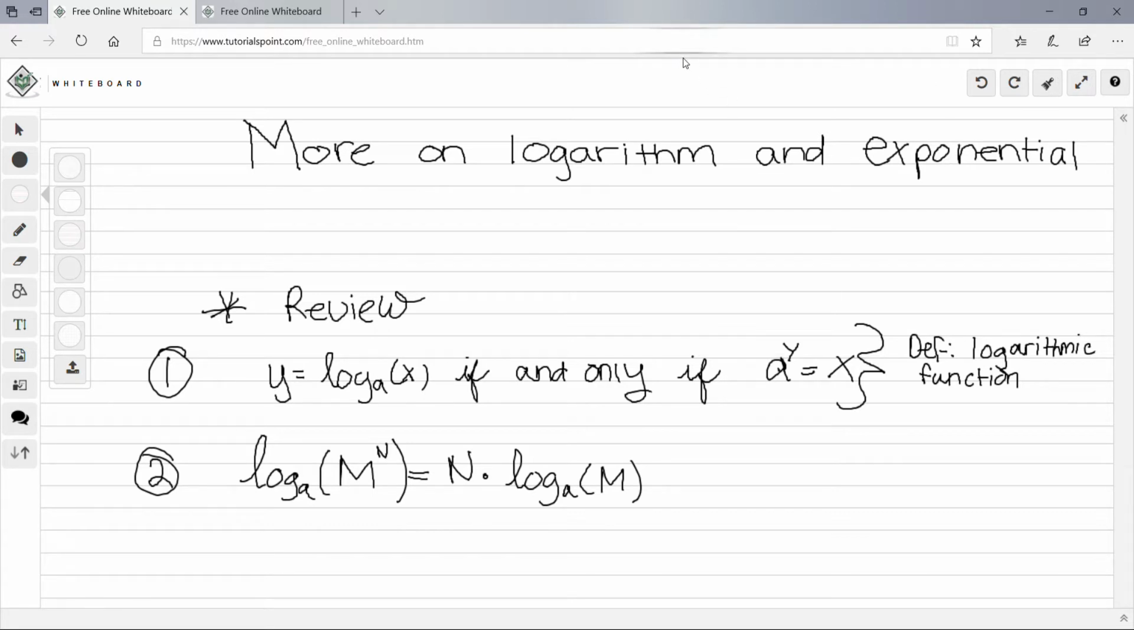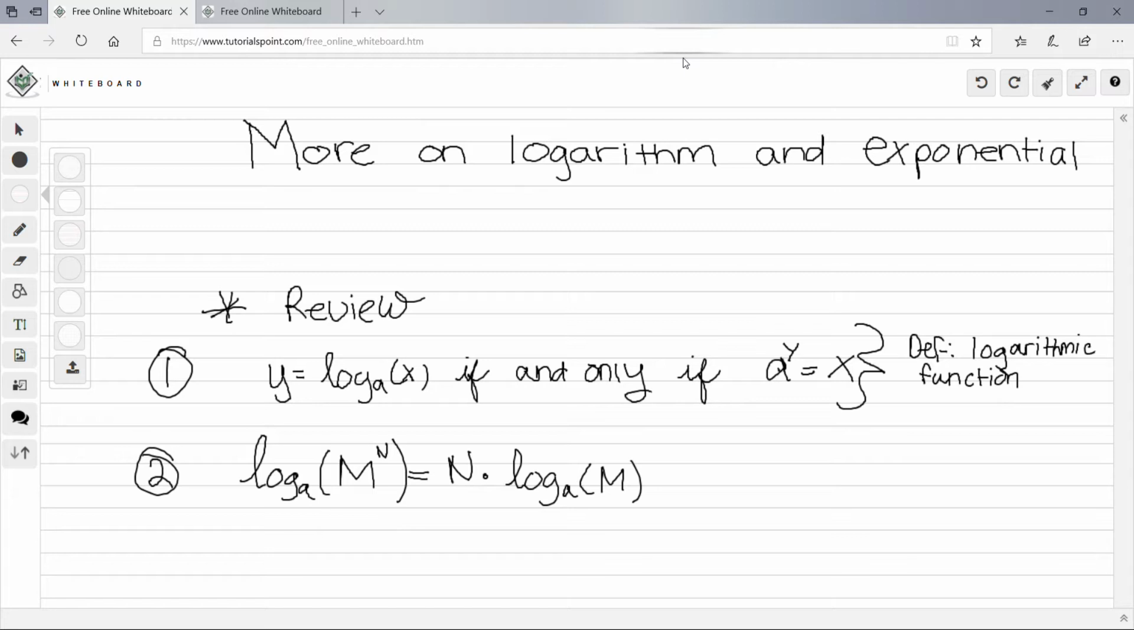Hi, today we're going to do more on logarithms and exponentials. Before we do some problems, I'm going to review some of these rules, because we need these rules to do some of the problems. The first one is the definition of the logarithmic function.